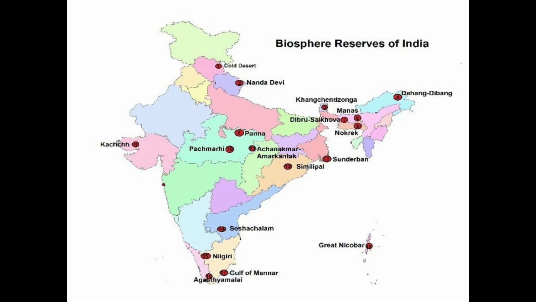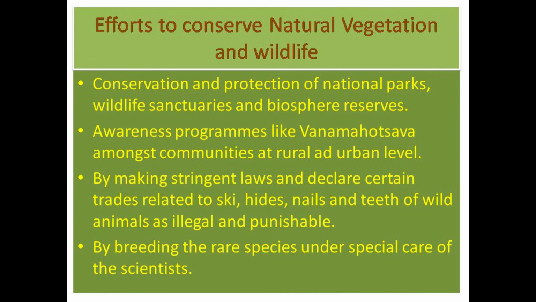About 49 tiger reserves have been set up in various forests across the country. Project Rhino is being implemented in Assam. 12 biosphere reserves are being established to cover varied climate and vegetation zones. Now let us talk about the efforts taken by our government to conserve natural vegetation and wildlife in India.